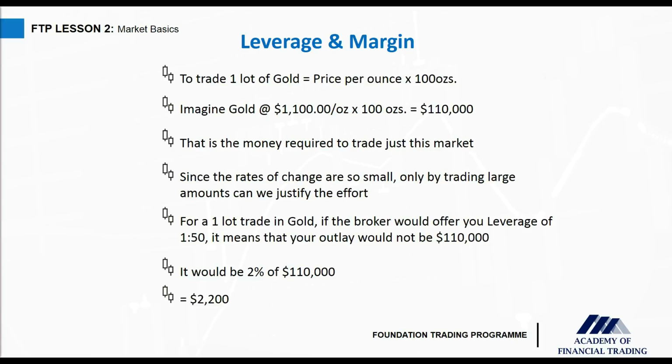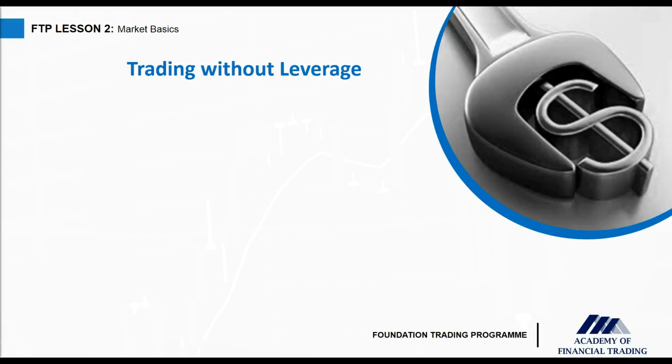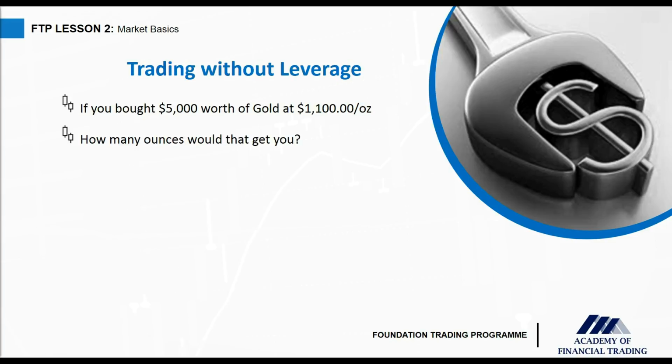Now, why are we trading with leverage? Well, to answer that, let's continue talking about trading without leverage. So if you were to buy $5,000 worth of gold at $1,100 an ounce, how many ounces will that get you? Okay, again, math's getting a little bit harder. I'm making up the figures. All right, some people rounding it up. Yeah, rounding is fine. It's about 4.5 ounces. Here's the full-on calculation.